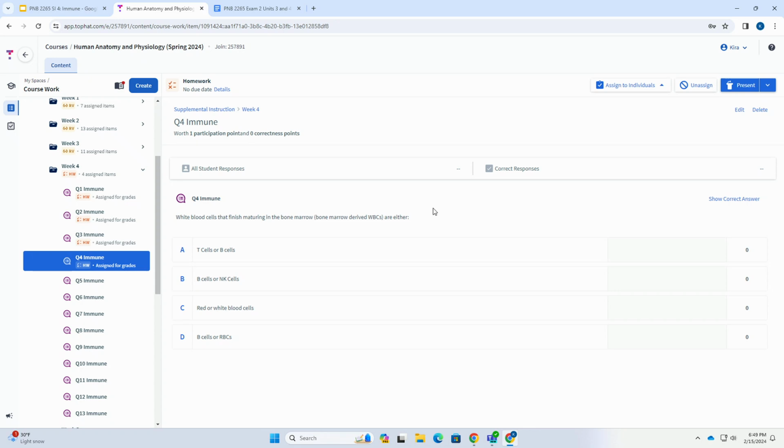White blood cells that finish maturing in the bone marrow are either... this is kind of a trick question. White blood cells, not red. They can't be red. Yes, so B cells or natural killer cells finish in the bone marrow. Red blood cells also do get synthesized in the bone marrow, but this question is specifically asking about white blood cells.